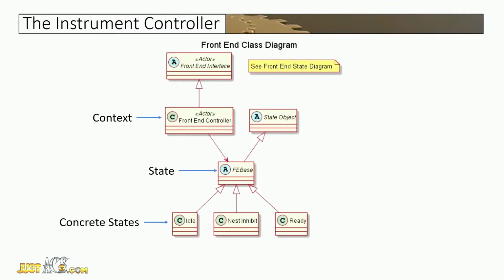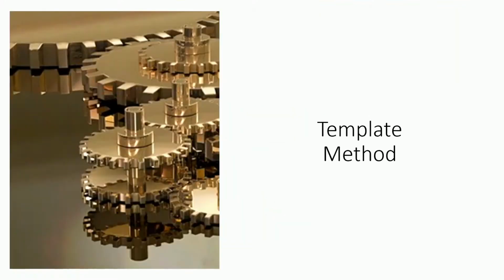My instrument controller ended up looking like this. My context was an actor. We have a different way of doing this in Actor Framework that's similar, but there were a variety of reasons why we couldn't do it in this case. We actually went with the more classic structure, which is what this is. But there's my context, there's my state class and the child classes, right? And then there's this guy, the state object, which is what my FE base actually inherits from. What is that about? Well, that's my next favorite design pattern, template method.